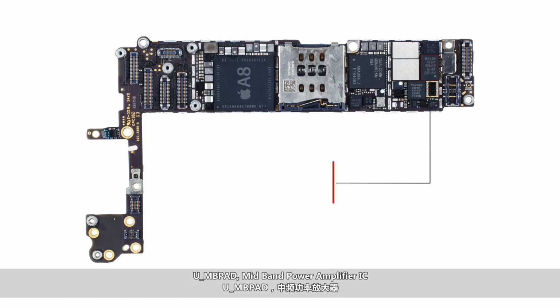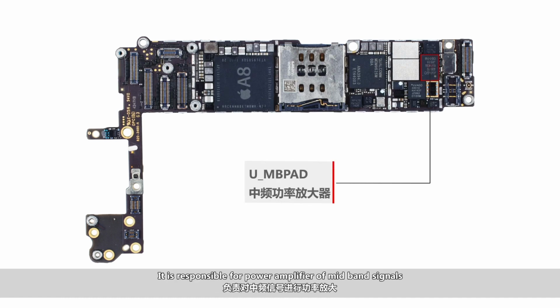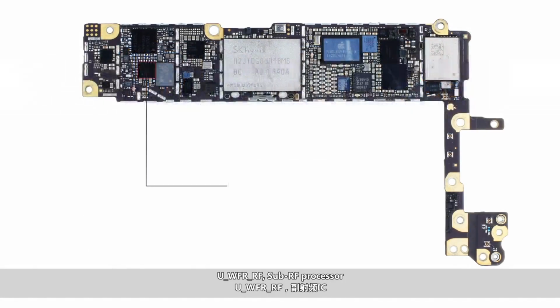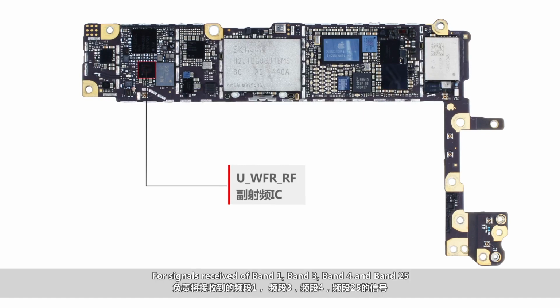UMBPAD, mid-band power amplifier IC. It is responsible for power amplification of mid-band signals. UWF-RF, sub-RF processor. For signals received of band 1, band 3, band 4, and band 25, UWF-RF converts them into IQ signals and then transmits these signals to the baseband CPU for further processing.